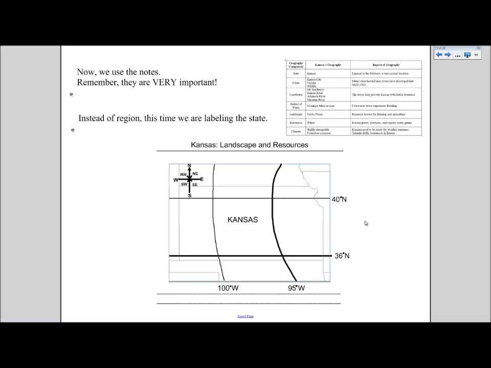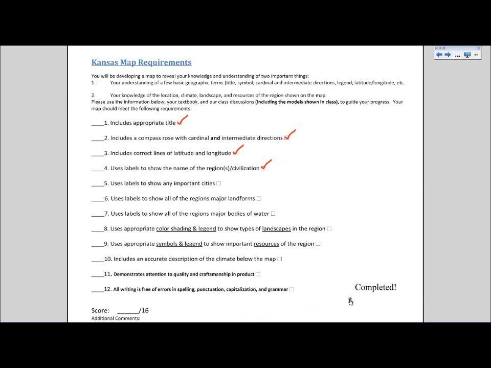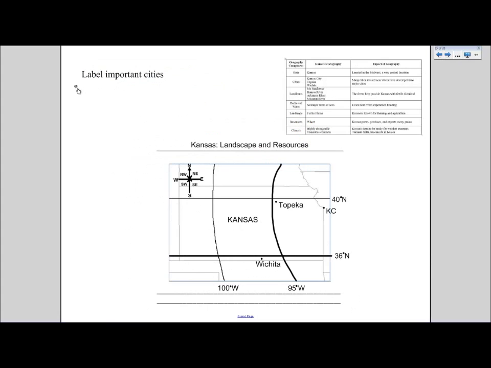You'll always want to label the region or civilization so the map readers know exactly where that civilization is on the map. All right, turn your page over and check off that task. It is complete. Can I get a volunteer to read our next task? So task 5 tells us to use labels to show any of the important cities in the area.